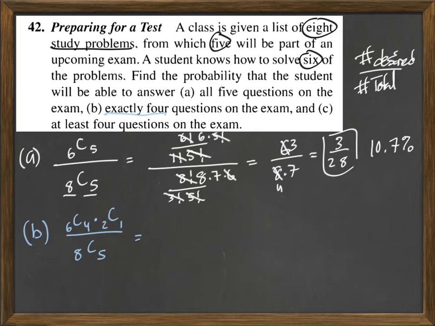Okay, so lots of simplifying to do. On the bottom, I already did a bunch of that simplifying, and so I can just say 8 times 7. On the top, we're going to have 6 factorial over 2 factorial, 4 factorial, times 2 factorial over 1 factorial, which is just 2. Okay, that's not incredibly difficult. It looks all fancy, but doesn't need to be. On the bottom, we have 8 times 7. We have 2 right there.